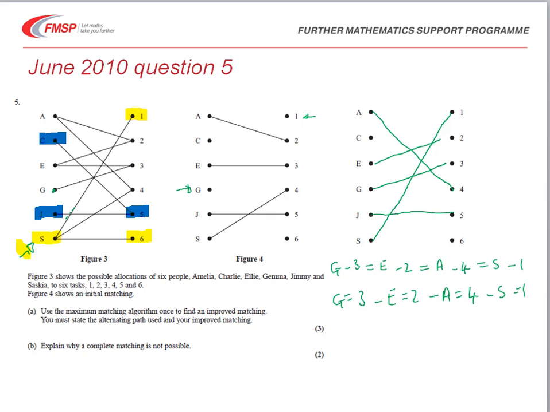The marking for this question was done very similar to the last one. There was a method mark and an accuracy mark for finding an alternating path, and then a second A mark for stating the improved matching. So we should actually, not just as I've done on the diagram, also state that A equals 4, E equals 2, G equals 3, J equals 5, and S equals 1 is our improved matching.